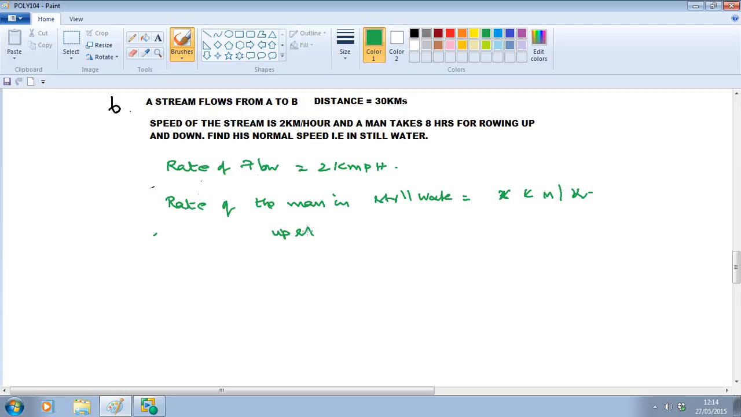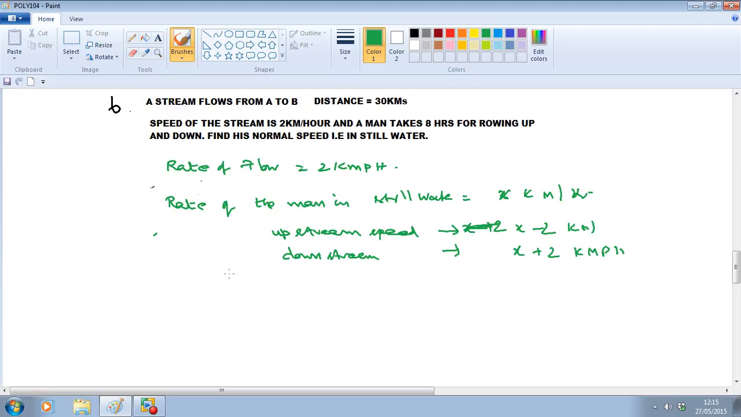So upstream speed is, sorry, upstream means it is against the current. So the speed is x minus 2 kilometers per hour. Downstream means it is x plus 2 kilometers per hour. So we know both the speeds now.